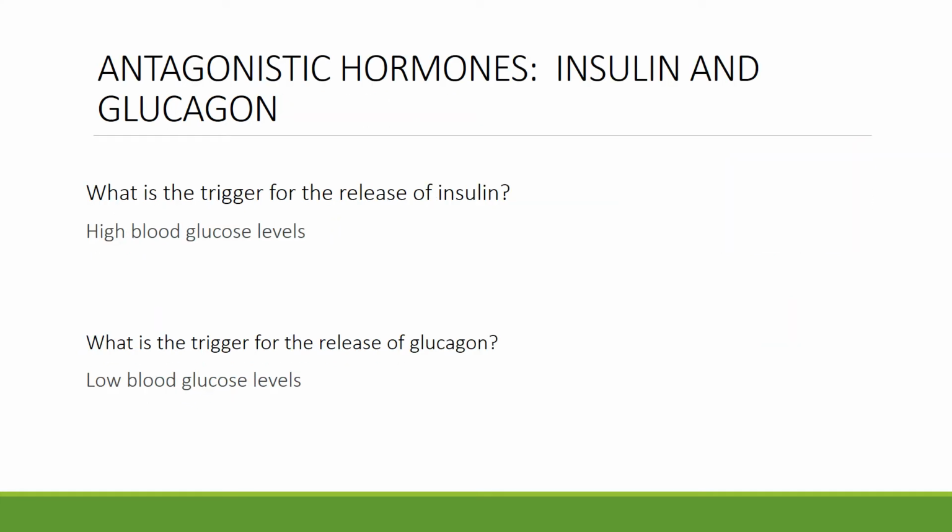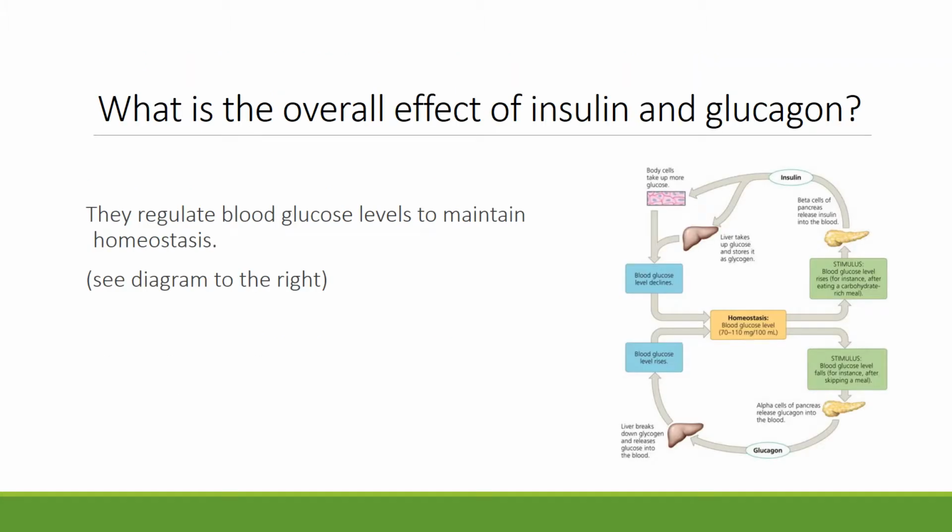Like calcitonin and PTH, insulin and glucagon are antagonistic hormones. The trigger for the release of insulin is high blood glucose levels, and the trigger for the release of glucagon is low blood glucose levels. So therefore, the overall effect of insulin and glucagon is to regulate blood glucose levels and to try and maintain homeostasis. The diagram on the right will show you this. Please take a careful look at it.